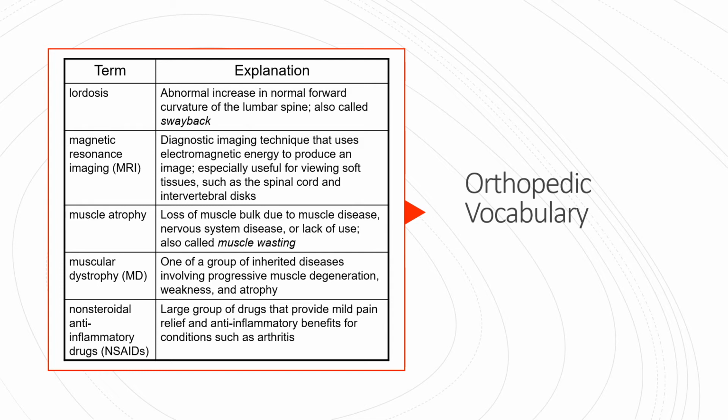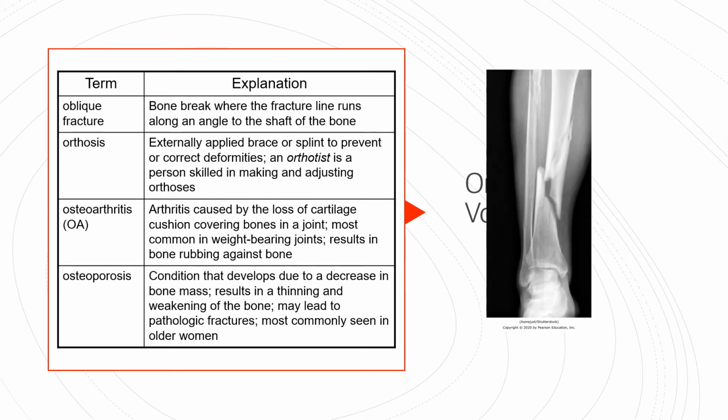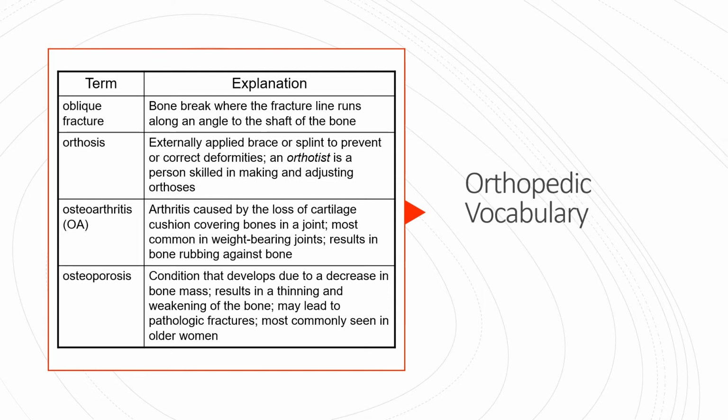Non-steroidal anti-inflammatory drugs can be abbreviated as NSAIDs. These are a large group of drugs that provide mild pain relief and anti-inflammatory benefits for such conditions as arthritis. Some common NSAIDs are ibuprofen, also called Advil, and aspirin. An oblique fracture is a bone break where the fracture line runs along an angle to the shaft of the bone. Orthosis is an externally applied brace or a splint that prevents or corrects deformities. An orthotist is a person skilled in making and adjusting orthoses.